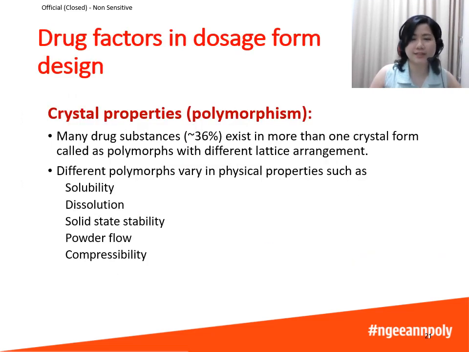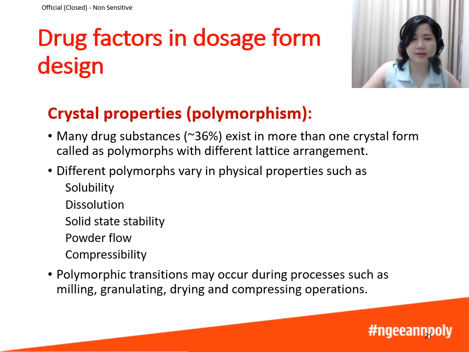The ability of a substance to occur in different crystal forms is known as polymorphism. The polymorphs can have different properties, including different solubility, dissolution, stability, powder flow properties, and compressibility. Therefore, it is important to select the correct crystal form. Polymorphic transitions from one form to another may occur during processes that involve heat or moisture. Therefore, it is important to be careful when handling and processing such material.